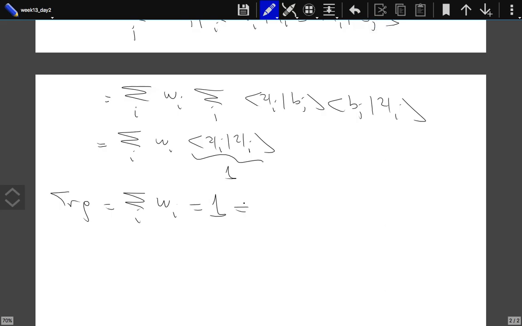Just 1. So this is one property of the density matrix. Its trace has to be 1. This is just equivalent to the sum of the probabilities being equal to 1. In the ket formalism, we were defining the normalization of the ket. This is the normalization of the density matrix.